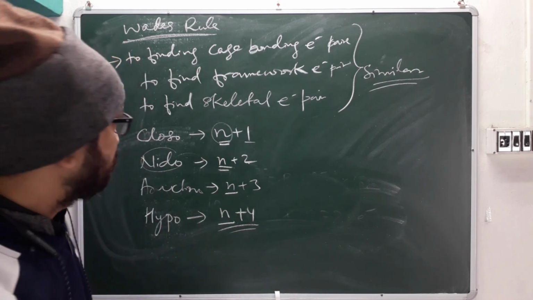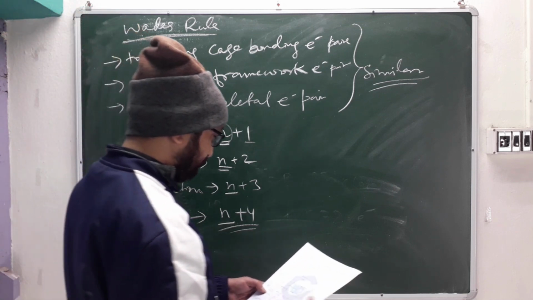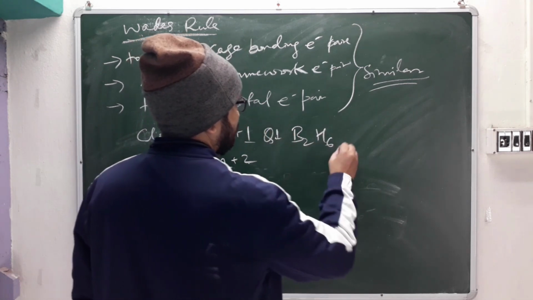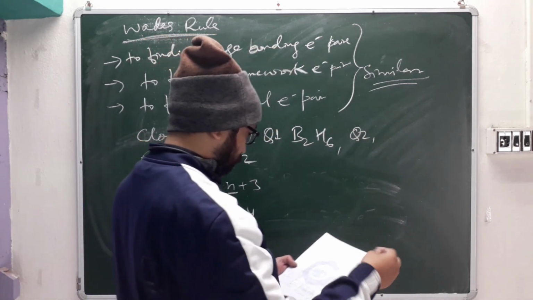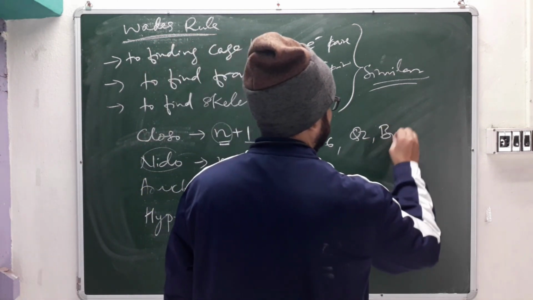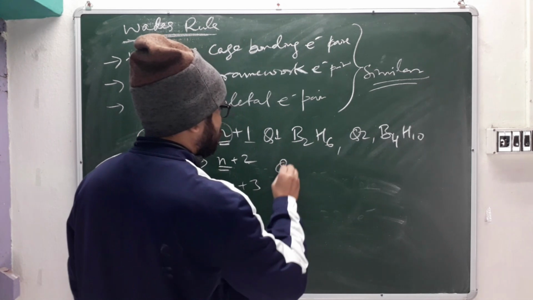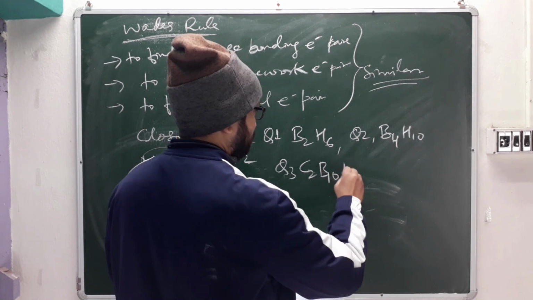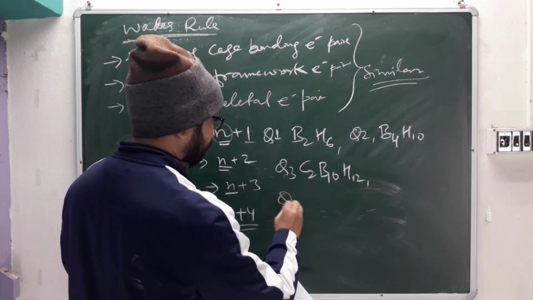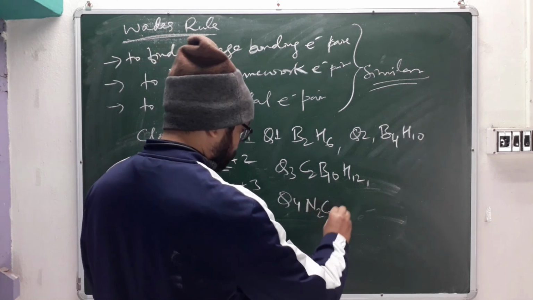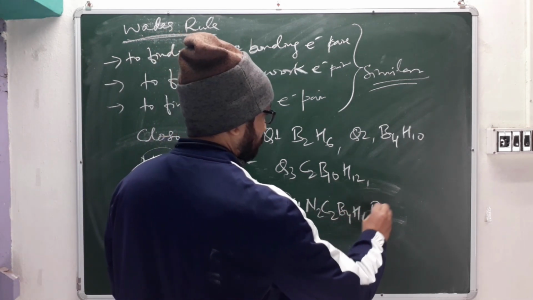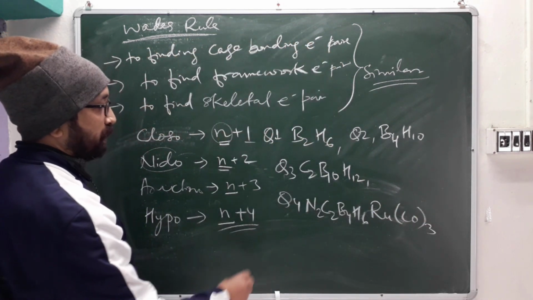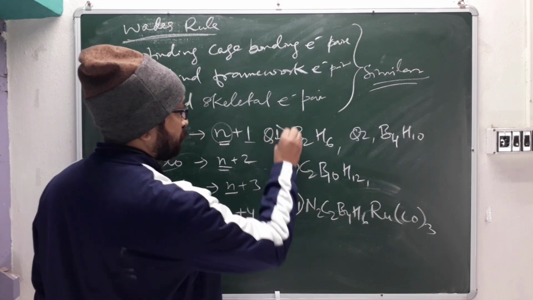So I'll give you some questions, you just solve them. I'll give them here. Suppose I am giving you B2H6, this is question number 1. Then question number 2 is B4H10. Then question number 3 is C2B10H12. Then question number 4 is N2C2B4H6 ruthenium, with 3 carbonyl. So this is question number 4, this is question number 3, question number 1, question number 2.